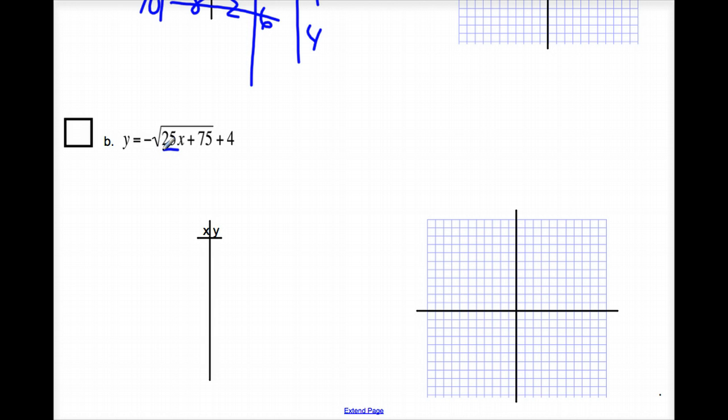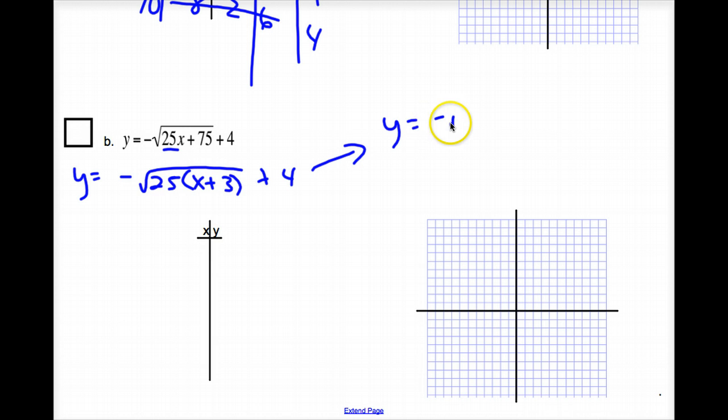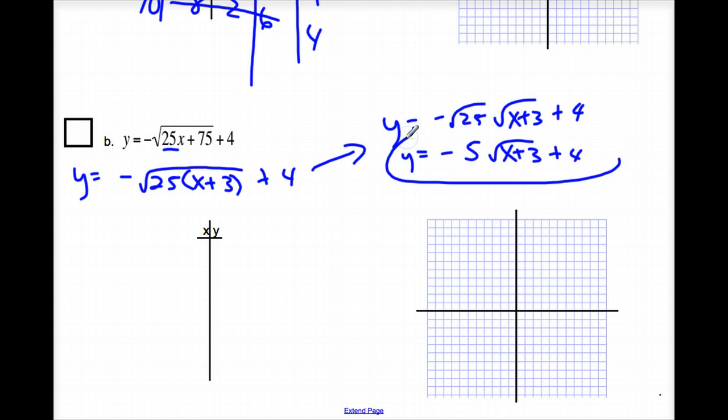So our last one is a square root. Same deal, you've got a 25 in front. You've got to have a plain old x, so we're going to factor the 25 out of the inside, and that turns into 25 times the quantity x plus 3. Then we can go ahead and rewrite it as negative square root of 25 times the square root of x plus 3, plus 4, and of course the square root of 25 is 5, and this would be the simplified version you'd want to use to graph it.